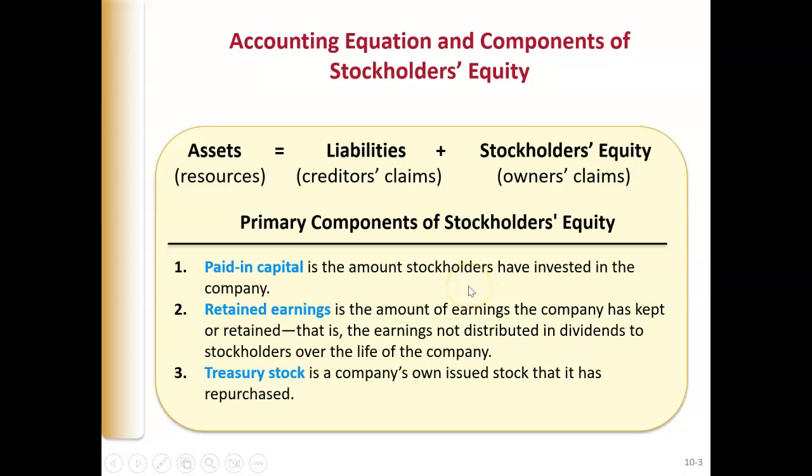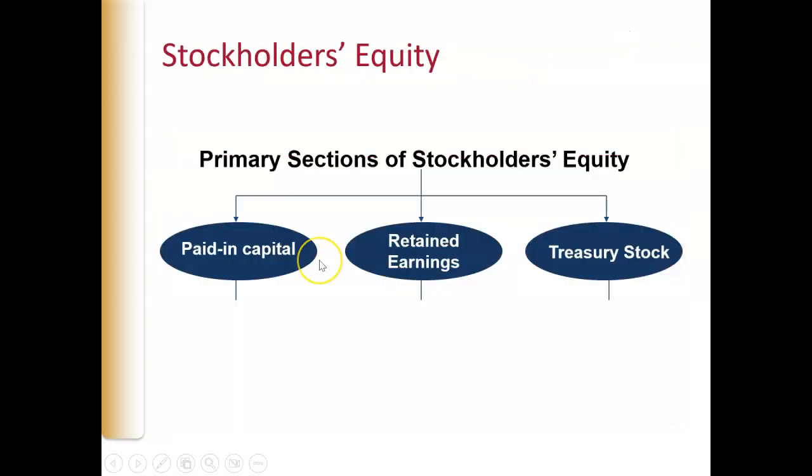Those are the amount of earnings the company's kept or retained, which is the earnings not distributed in dividends to stockholders over the life of the company. Okay? So it's all the earnings since the beginning of the company minus any dividends that have been paid out. We're going to talk about something new today called treasury stock. Treasury stock is when the company purchases back its own stock that has been issued. We're going to talk about that.